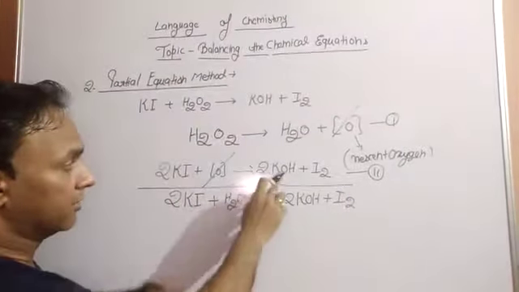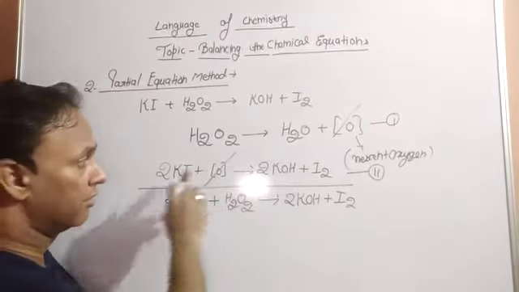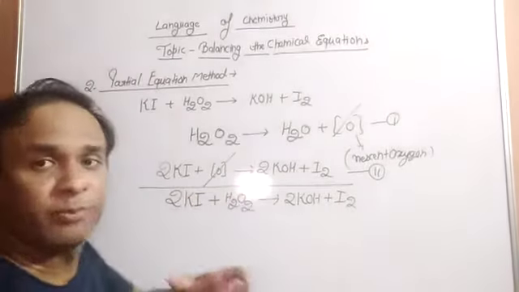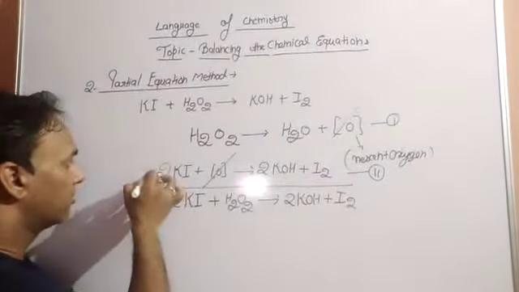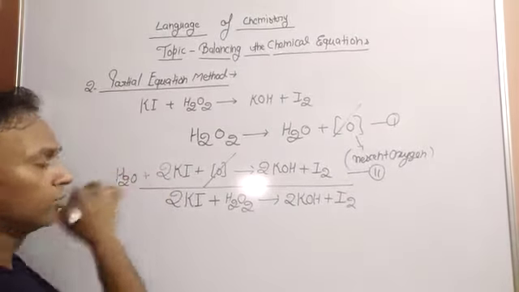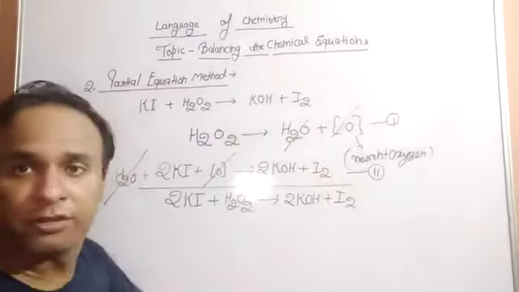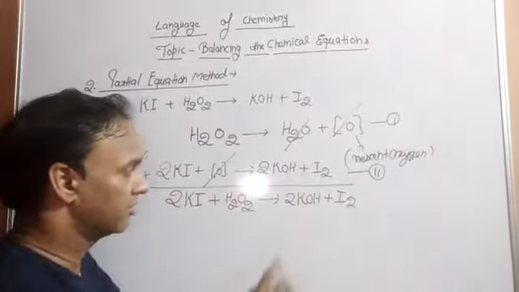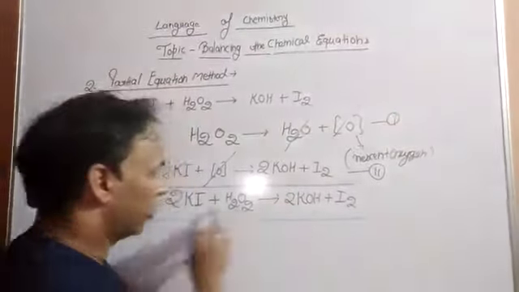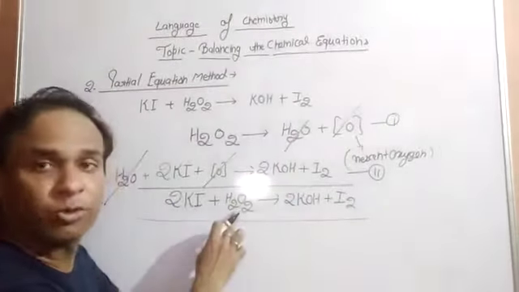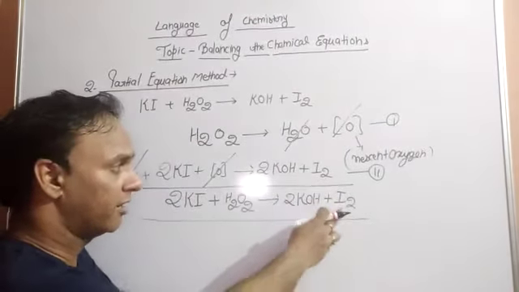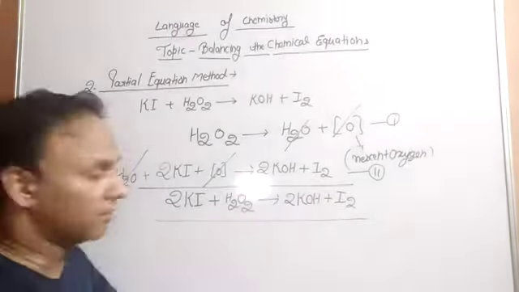Now listen, here 2 moles of hydrogen, here no hydrogen. In order to balance the hydrogen, we add 1 water molecule H2O, which cancels with the water on this side. Now the balanced equation is this: potassium iodide reacts with hydrogen peroxide to form potassium hydroxide and iodine.